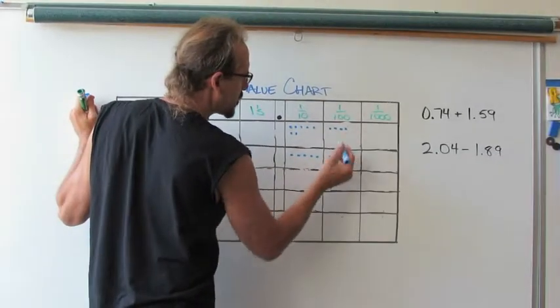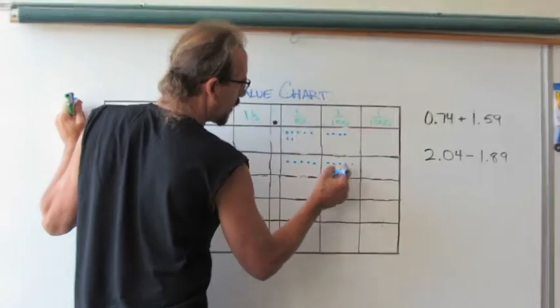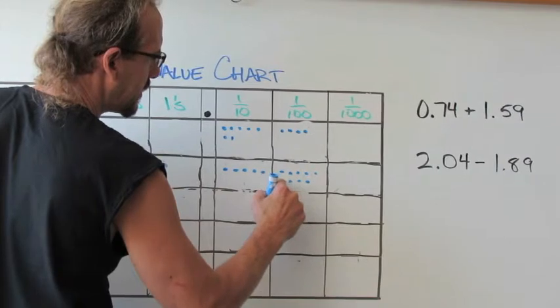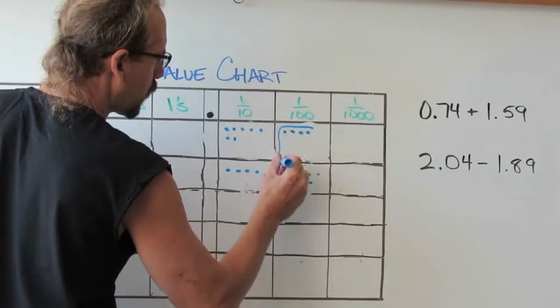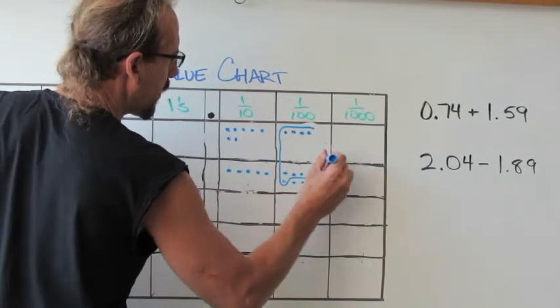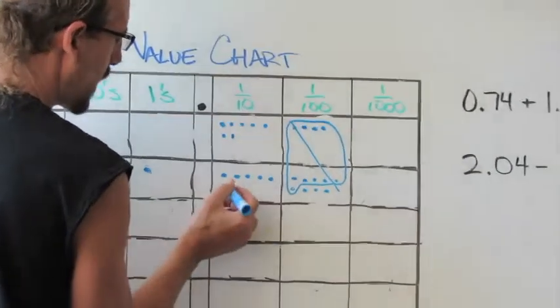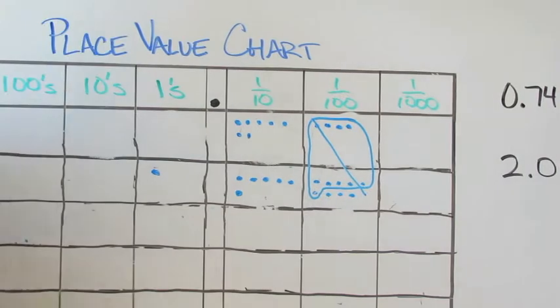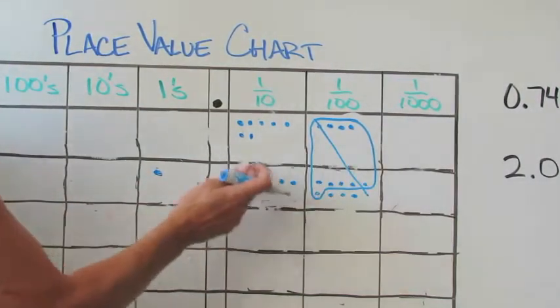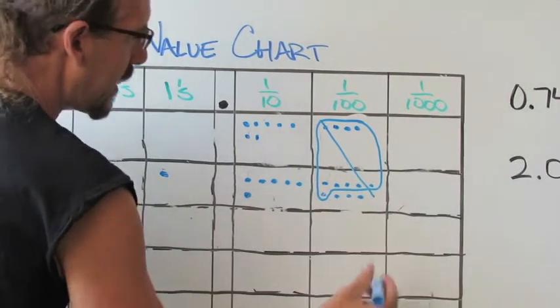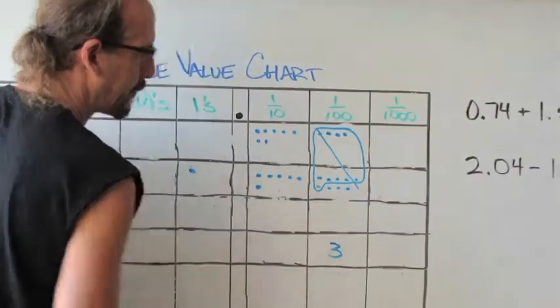So when I put these together, I see that there are 4 here, 5, 6, 7, 8, 9, 10. And I want to group all those together. And I'm going to cross those out and add that one over there, because when it's a 10, it moves over one place to the left. That leaves me 3 in the hundredths place.